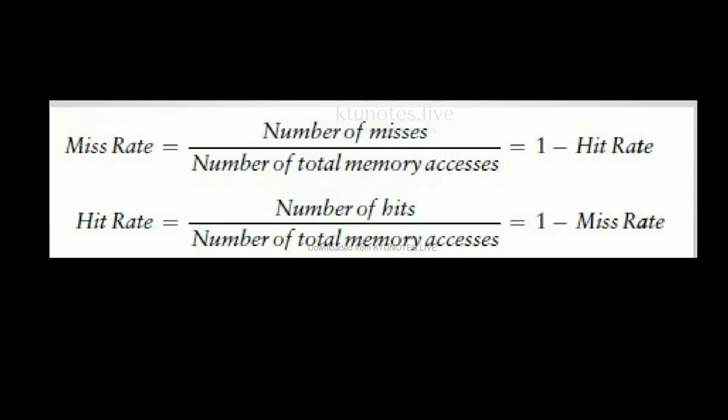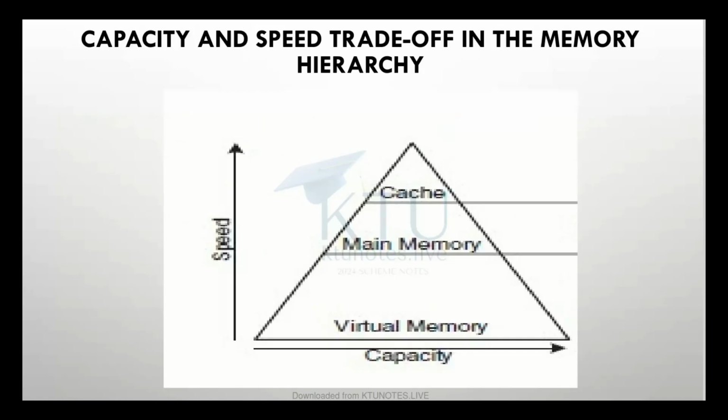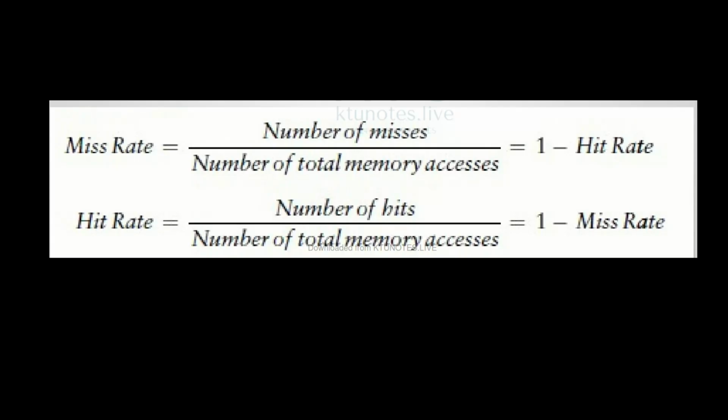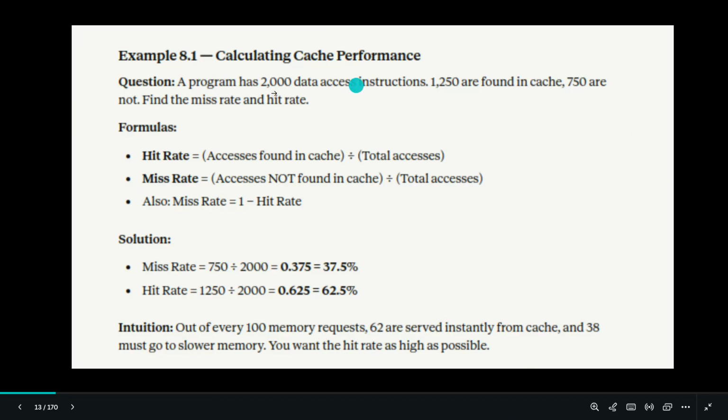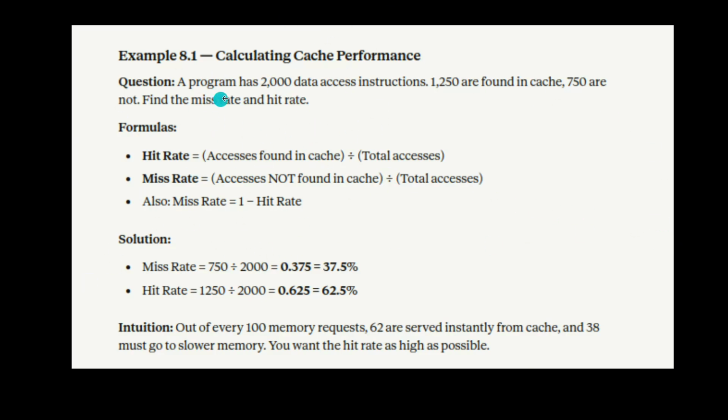Now I told you miss rate is the number of misses divided by the total number of memory accesses, and hit rate is the number of hits divided by the total number of memory accesses, equal to 1 minus miss rate. Now calculating the cache performance, that is a question. A program has 2000 data access instructions, 1250 are found in the cache and 750 are not. Find the miss rate and hit rate.